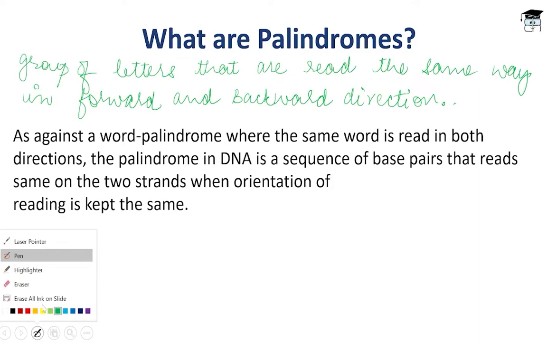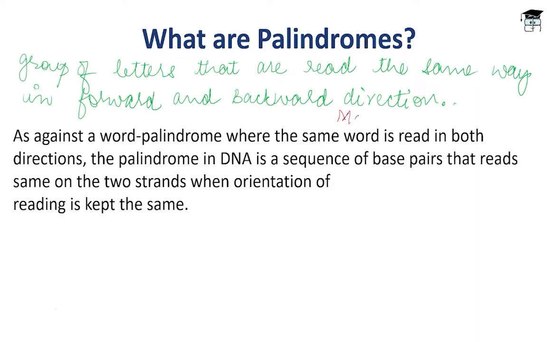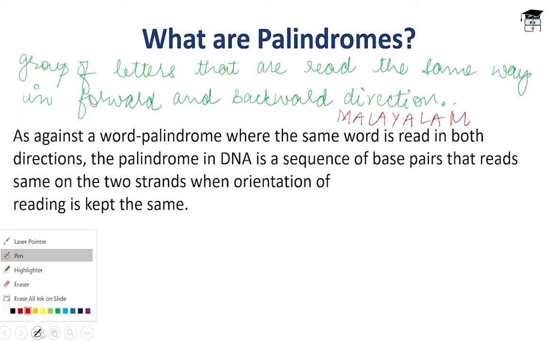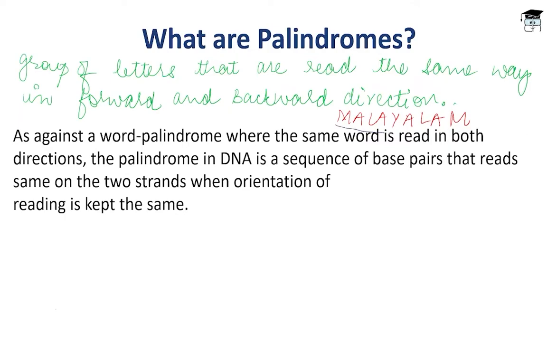For example, consider this word: Malayalam. Now, this word reads the same in forward and in backward direction. Malayalam and Malayalam. So it is a palindrome. Clear?